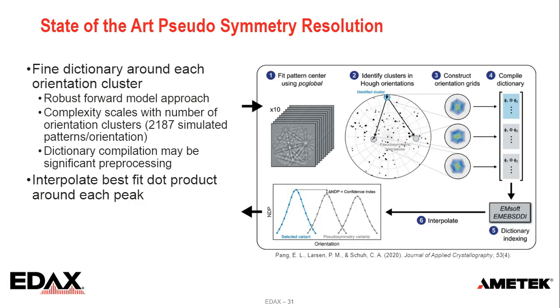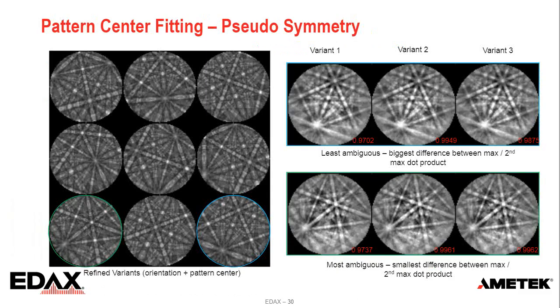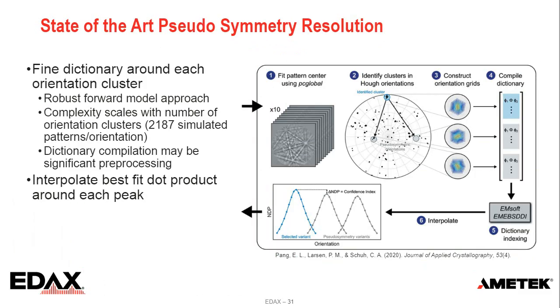So the existing state of the art for pseudosymmetry resolution is this paper out of Chris Shu's group, where you do 2 passes. First, you do a regular Hough indexing, and secondly, around each of the orientations you identify in your Hough indexing, you build a mini dictionary of a very high resolution, and then do a normal dictionary indexing approach with those patterns. And you have to do that for each of the pseudosymmetric variants. And this works very well.